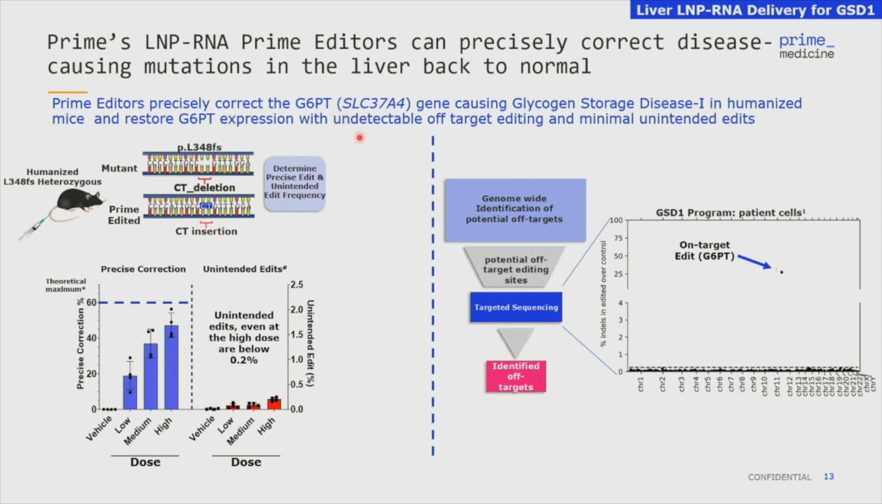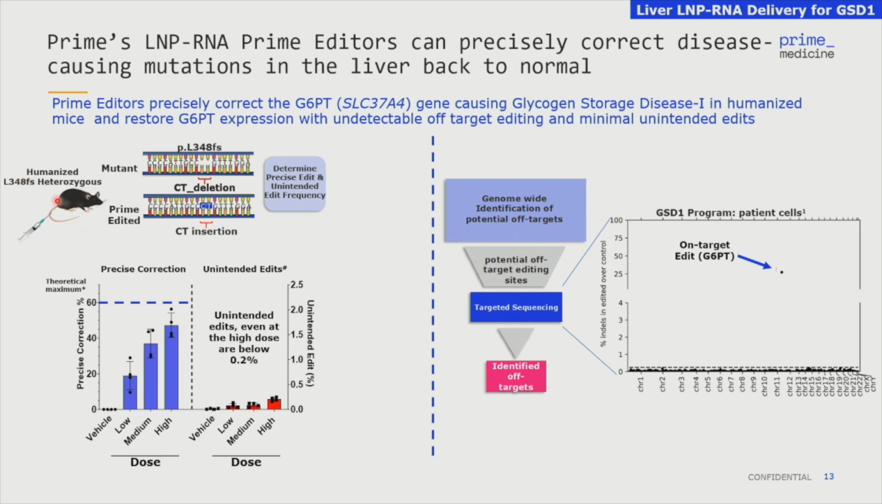So when these patients are fasting overnight, they develop hyperglycemia and severe consequences. So this is a very prevalent mutation in this disease. It's a frameshift mutation. It's a loss of a C and a T in this very specific point in the gene. It leads to no protein production. Prime editing can very precisely put that C and T back in. And here are the data down below.